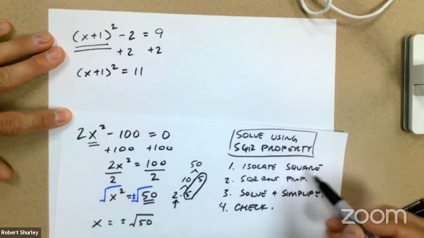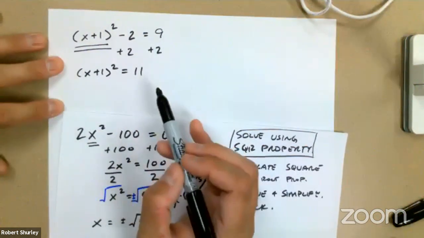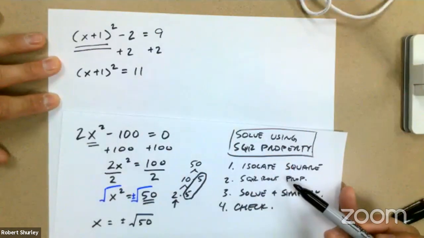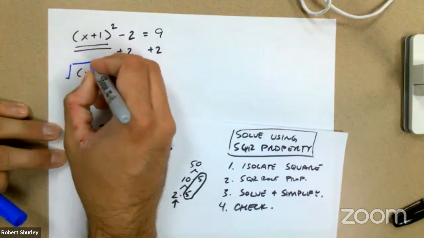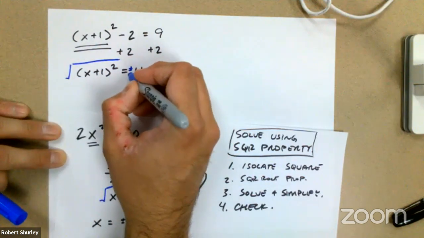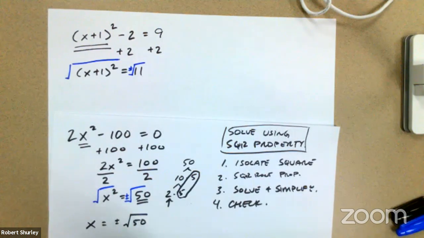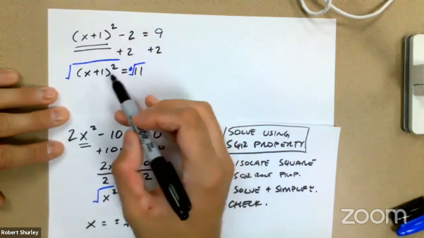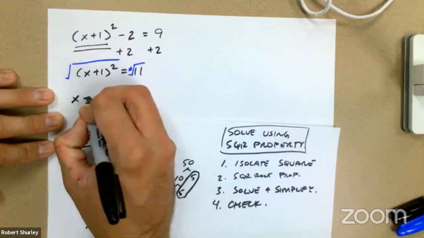Then I'm going to do the same thing. Once this thing's by itself, and look, notice I have a number over here. There's no x value. I've got just a number. I'm going to do the square root property. I'm going to take the square root of both sides. And I'm not going to forget the plus or minus. It's a very common issue. And notice what happens is the square root of this squared, it all goes away. So you're left with x plus 1.